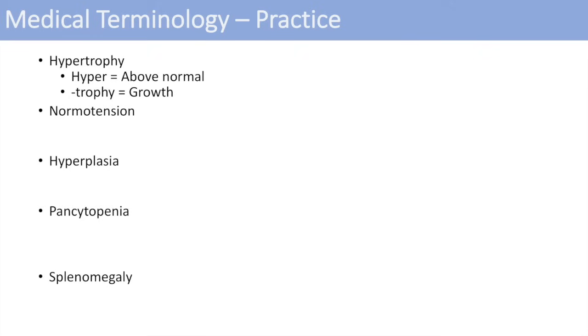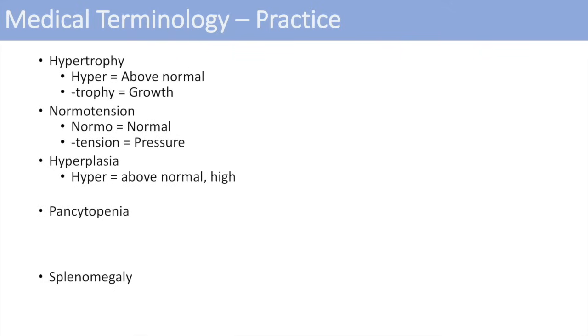So the next word is normotension. Just break it down again. Normo equals normal. Tension, again, equals pressure. So normal pressure. In the context of blood pressure, you can think of your normotensive or your normal tension. So you have a normal blood pressure. Hyperplasia, again, break it down. Hyper, above normal or high. Plasia equals growth. I use that to emphasize the difference between hyperplasia and hypertrophy. Hypertrophy is growth in size. Hyperplasia is growth in number.